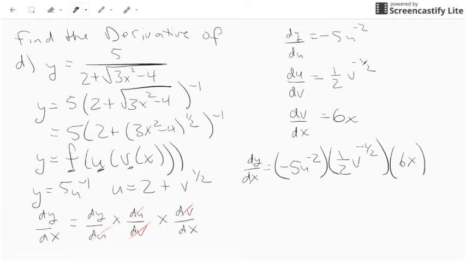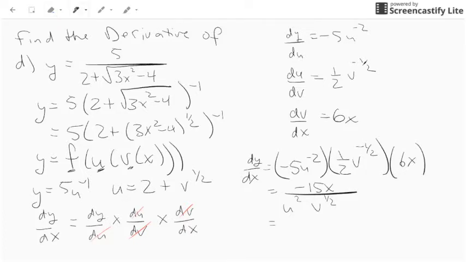Okay, so now we're just going to substitute back in the original expressions here. I should probably simplify this just a little bit before we do this. 1/2 of 6 is going to be 3. There's also a negative 5 in the numerator. So it's going to be negative 15x over, and I've got a u squared v to the 1/2 down in the denominator. Okay, almost there.